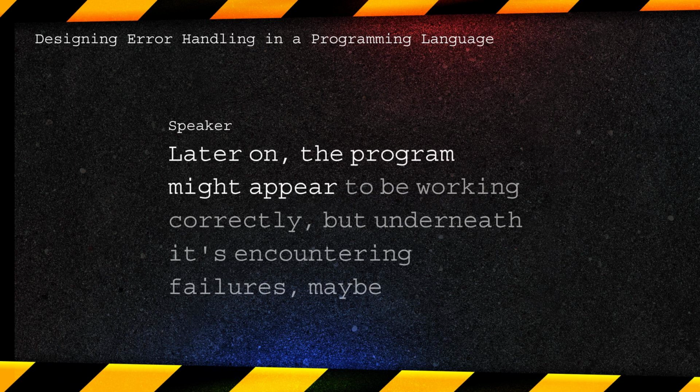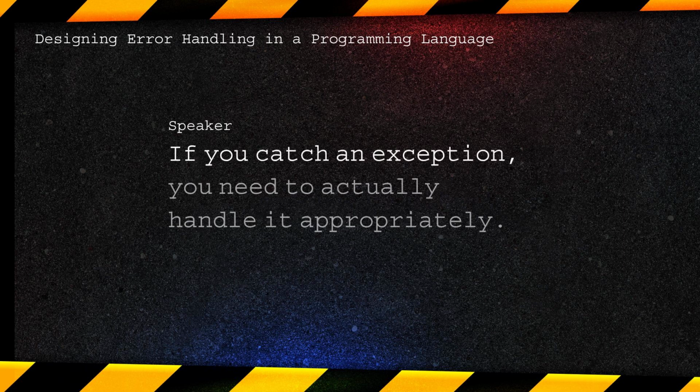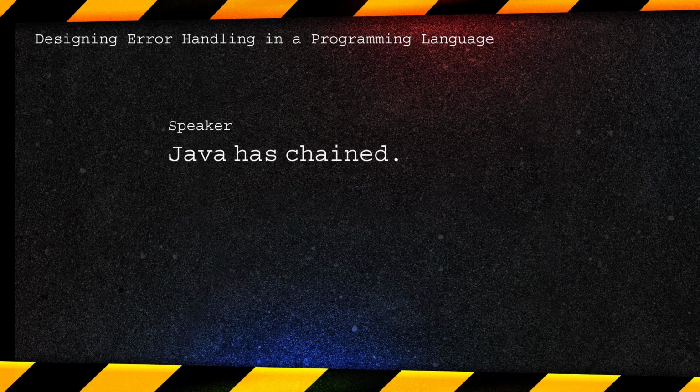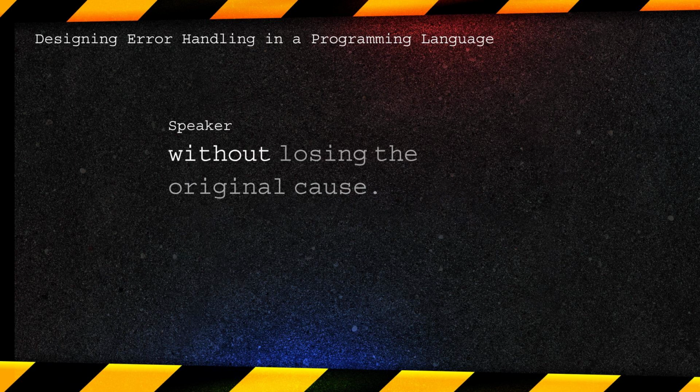The program might appear to be working correctly, but underneath, it's encountering failures, maybe corrupting data, or getting into an inconsistent state. If you catch an exception, you need to actually handle it appropriately. If you can't fully handle it at the current level, at the very least, log it thoroughly and then maybe rethrow it. Java's chained exceptions are good here. You can wrap the original exception inside a new, more specific one, adding context without losing the original cause. Don't just pretend it didn't happen.